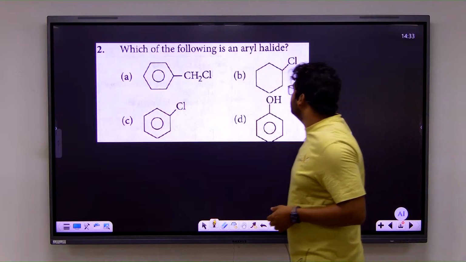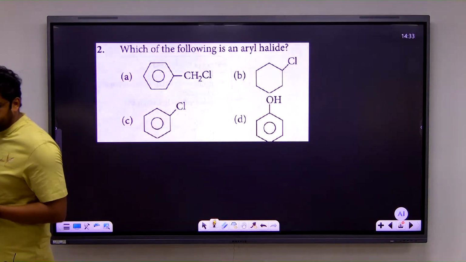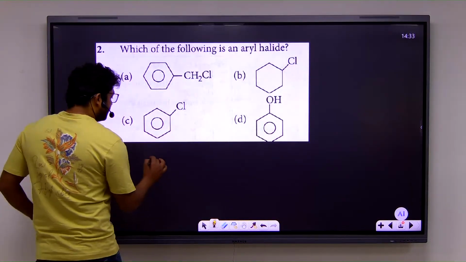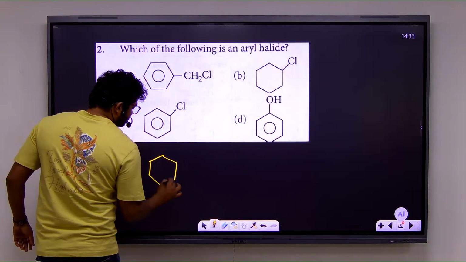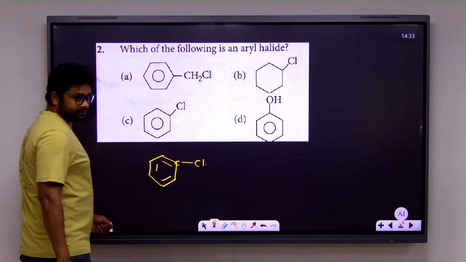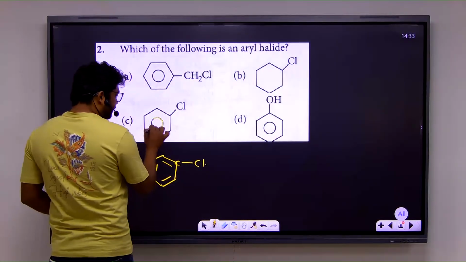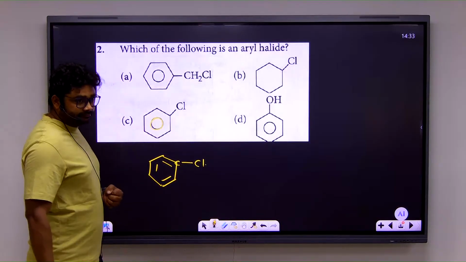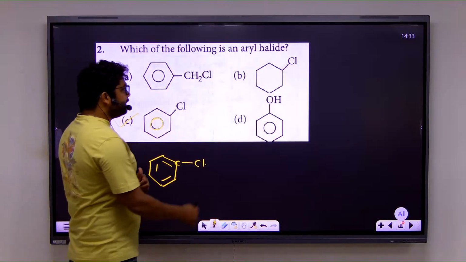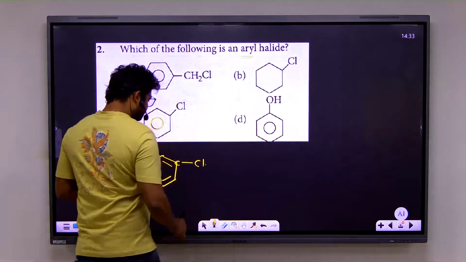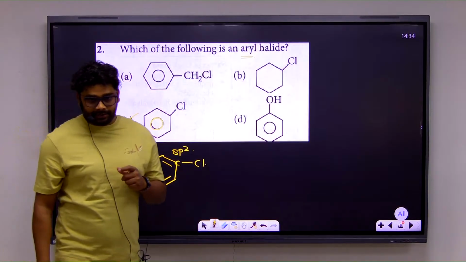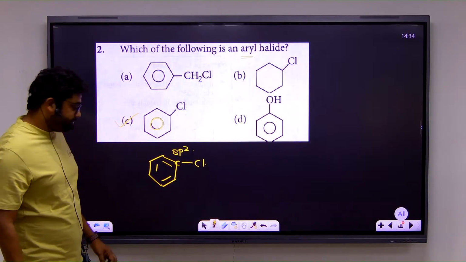Which of the following is an aryl halide? Aryl means a halogen is attached to the benzene ring. So you can see that your halogen is attached to the benzene ring, like that. Okay, and this can be shown by what? A steric hindrance, a cyclic ring you can show. So what is the answer? See, aryl halide is that compound where your halogen is attached to an sp2 hybridized carbon atom. You're getting my point? Good.